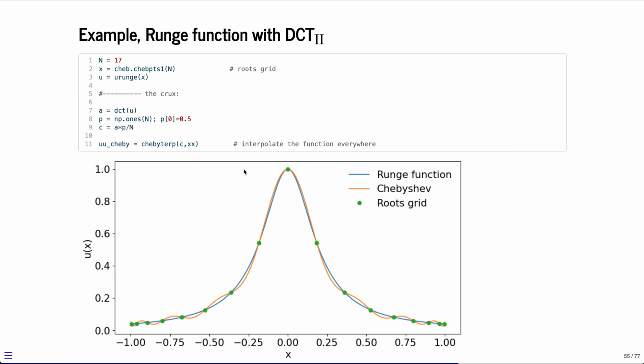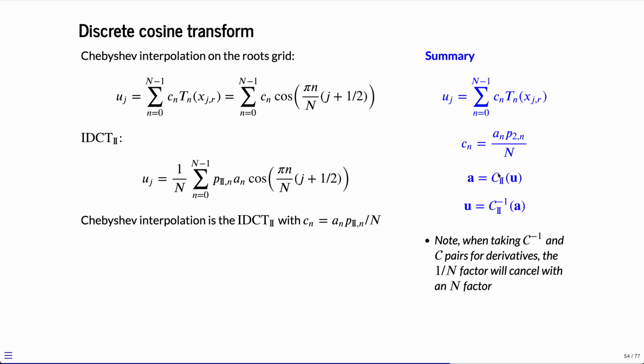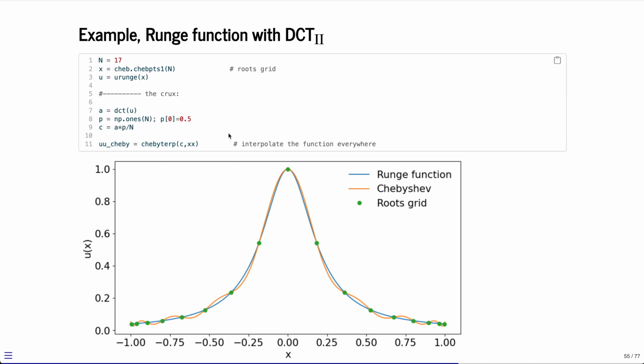Okay, so let's show how to do the Runge interpolation using the discrete cosine transform. So here I have n is 17, and we create a grid of points, and then we evaluate on the roots grid, so that's Cheb points 1. And then we evaluate the function there, and then the actual work is shown here. So a is just the discrete cosine transform of u, right there. And then we calculate the p array, which is a bunch of ones except the first element is a half. And then c is just a times p over n, right there.